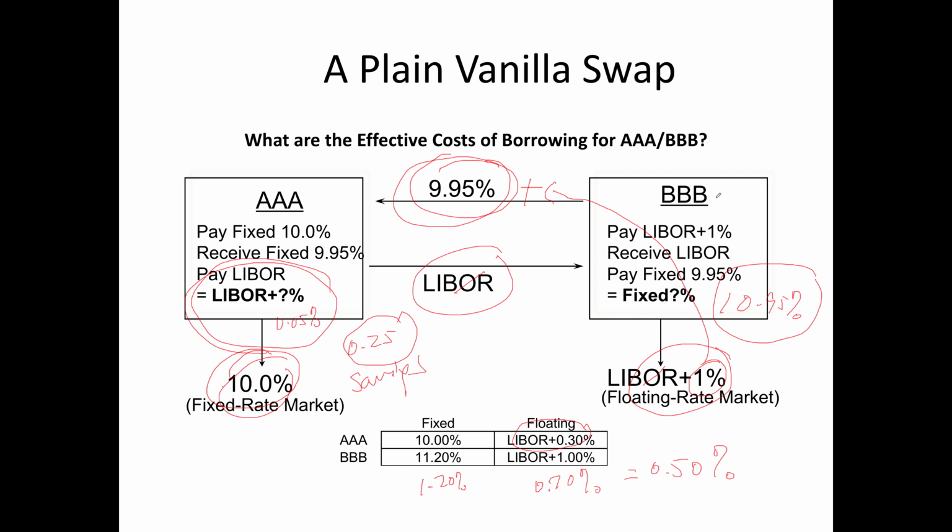Now let's look at triple B. Triple B, the effective rate is 10.95, but on the market is 11.2. What is the saving for them? Also 0.25. But the 0.25 and the 0.25 savings, add them together, is the quality spread, 50 basis points.